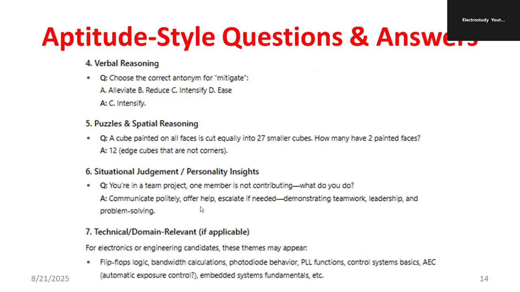Communicate politely, because you will be having so many options. Take an immediate action, removing the employee? Correct, but don't take any harsh decision. You have to work diplomatically. That means a diplomatic decision is mandatory because they are testing your behavioral skills also. Situational judgment is very important. That means personality insight, how well you are going to manage the situation, is what they want to verify.